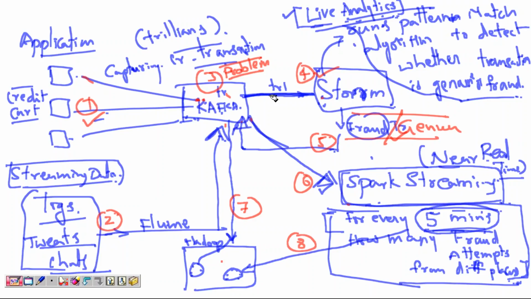But where I am interested is, for every 5 minutes or every 1 minute, how many fraud attempts are happening from Hyderabad, from Delhi, a city-wise separate report every 1 minute. In such a case, Spark Streaming is well capable of that. Whatever Kafka can do, Storm cannot do, and whatever Storm can do, Kafka cannot do. But what Spark Streaming does, Kafka and Storm cannot do. That's why all these systems have an equal role: there is a role of Kafka, a role of Storm, and a role of Spark Streaming.